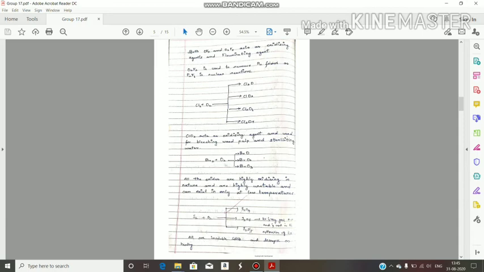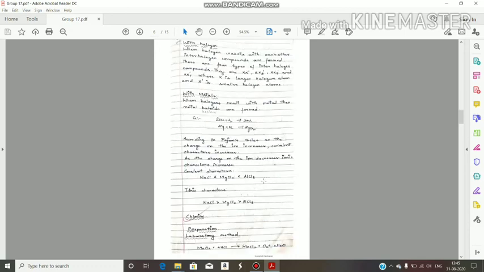Next one, regarding I2O5, it is a very good oxidizing agent and is used in the estimation of CO. That means when I2O5 reacts with CO, it can determine the amount of CO. That is the meaning of estimation of CO. So this is all about chemical properties of 17th group elements with oxygen, hydrogen. Next one, with halogens.